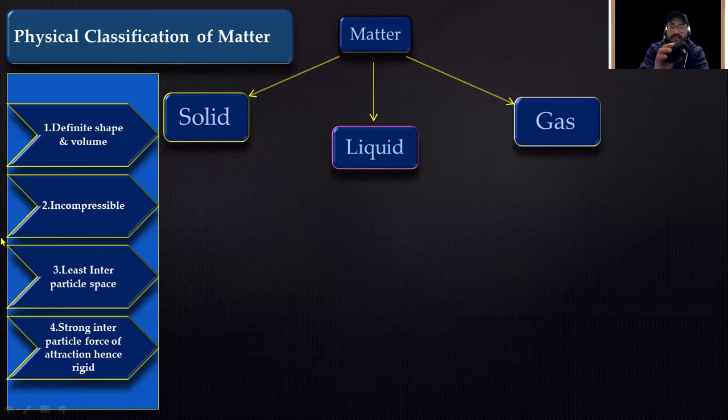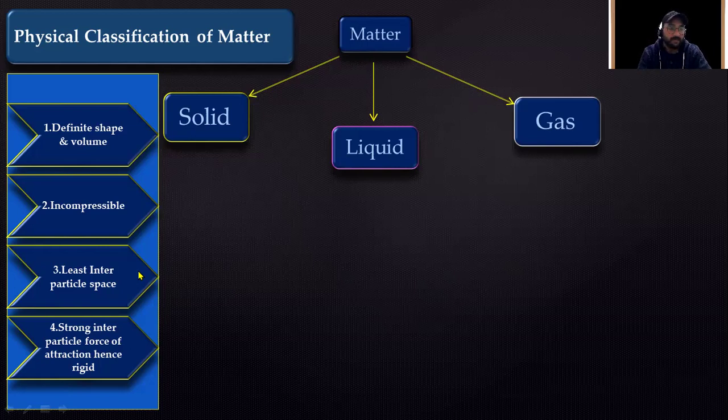Suppose I have a pen, or this is a mouse, for instance. It has a definite boundary. It's not flowing anywhere under normal conditions, so it has definite shape and definite volume. It's incompressible. If you try to compress a solid thing under normal temperature and pressure, it will not get compressed, so it resists change in its shape. Its size or volume cannot be decreased under normal pressure.